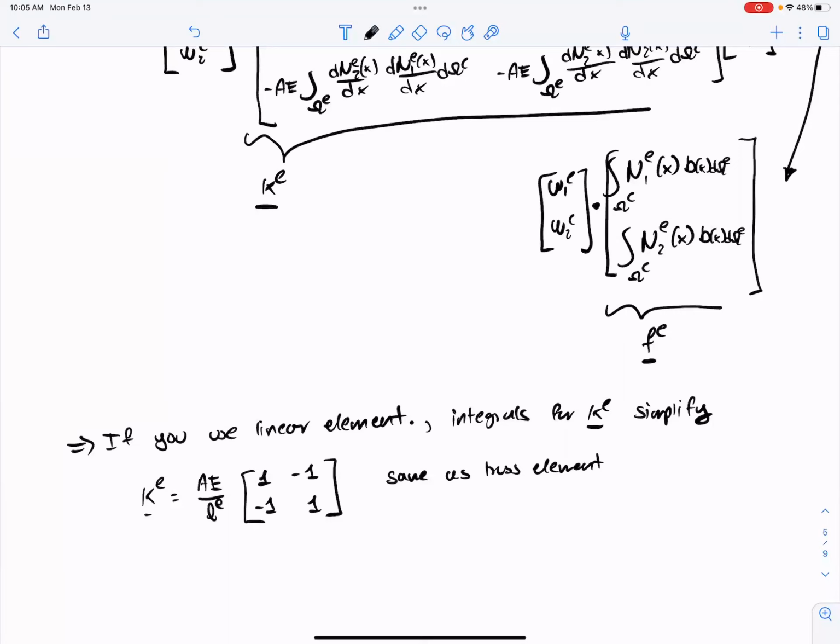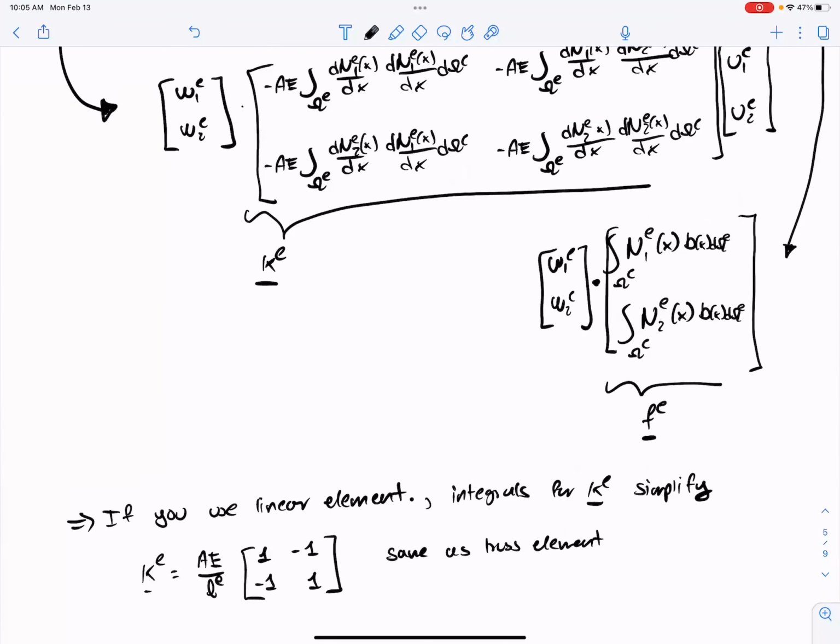That 1 over LE comes from the integral. Again, I'm not going to do it, but if you actually write down what the functions are, just to give you a little bit of an idea, n1 is a linear function. So the derivative of n1 is just a number, probably 1 over LE. And then the other derivative is also a number. And then when you do the integral, you should get a 1 over LE at some point.